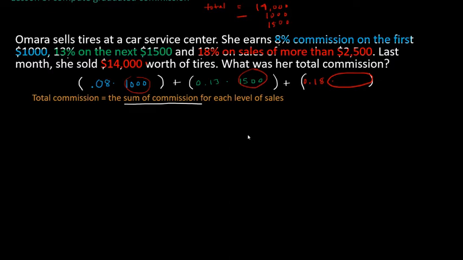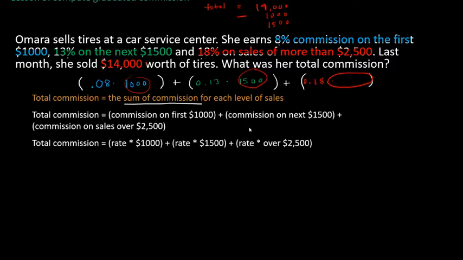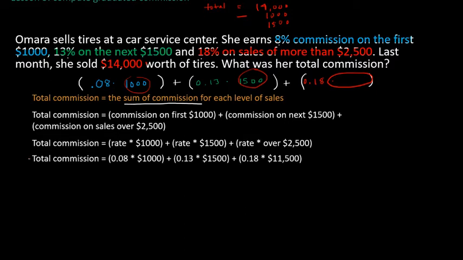And then just to show it to you written a little more neatly, here's where we're at. I jumped right to this line. We have 0.08 times 1,000 plus 0.13 times 1,500 plus 0.18 times 11,500, right? And if I simplify this, that's what I would get, 11,500. Once you've done this setup, I think this is the hardest part. From here, you just have to carefully simplify.